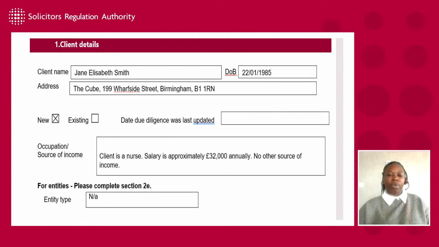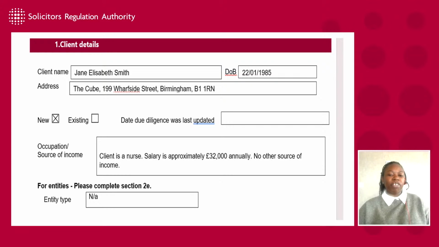Thanks, Declan. So we're going to be looking at section 1, which of course is looking at the type of clients that you're dealing with. So whether it's an individual or an entity. And the answer to this will of course determine the type of information you need to collate about the client. As you'll be aware, the information required for individuals is different to the information that must be collected for entities. So it's important to be clear from the start who your client is.